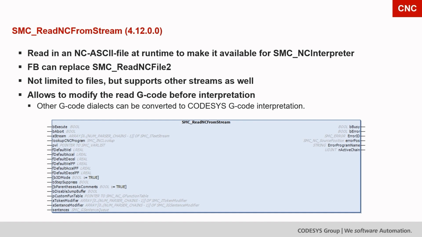So if a string contains an ASCII G-code, you can now directly parse this string. Particularly to mention is the function which permits to modify the G-code before it is interpreted. And one can support thereby own dialects of the G-code by modifying the parsed words before they are further processed.